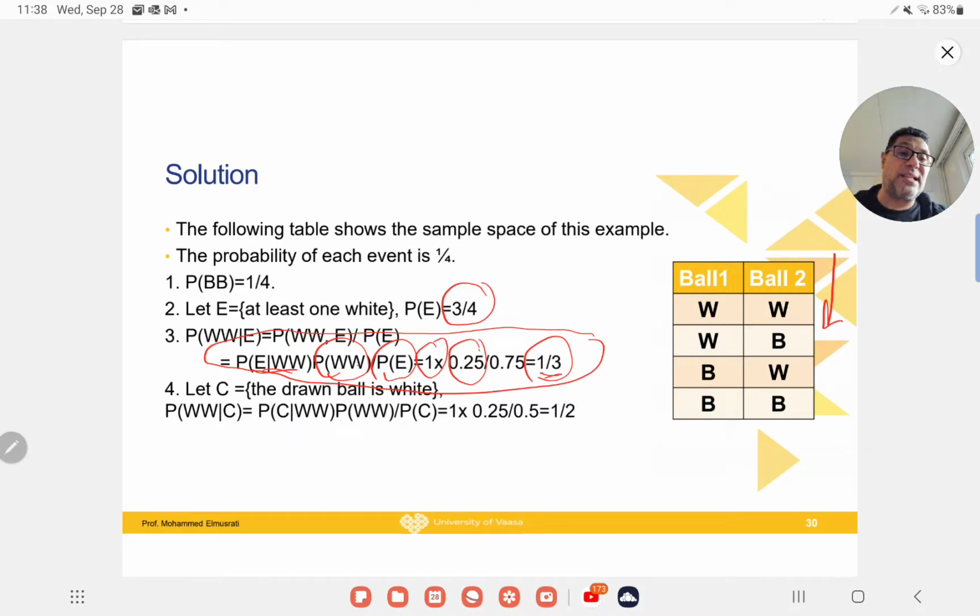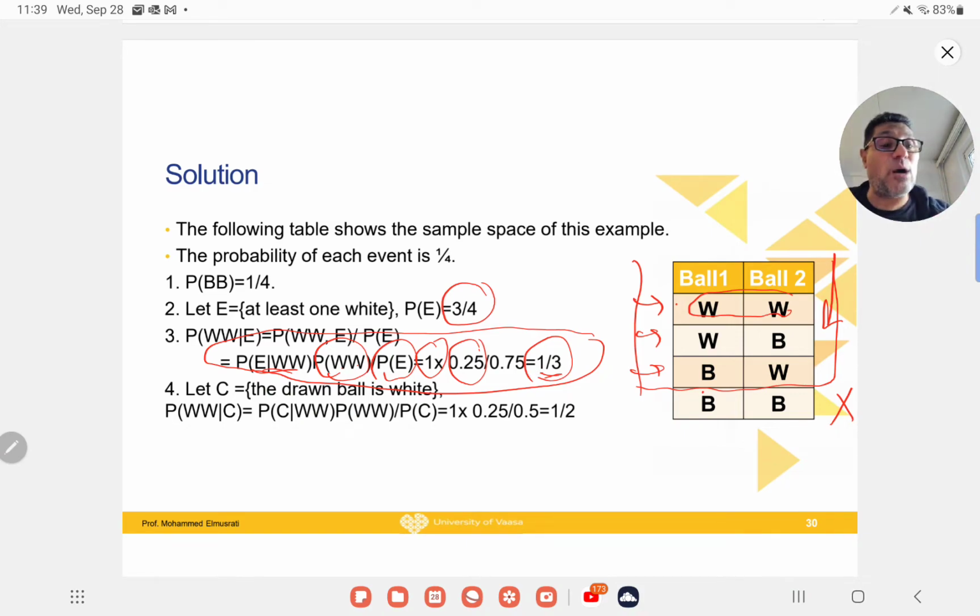justify the algorithmic result by looking at the table. So what is the probability that you will have white given that you have at least one white? It will be the first three. The first three are our new sample space now, because those first three have at least one white. This one we cross out, because both are black. Then what is the probability of having white out of this new sample space? It will be 1 divided by 3. So this satisfies the algorithmic result.